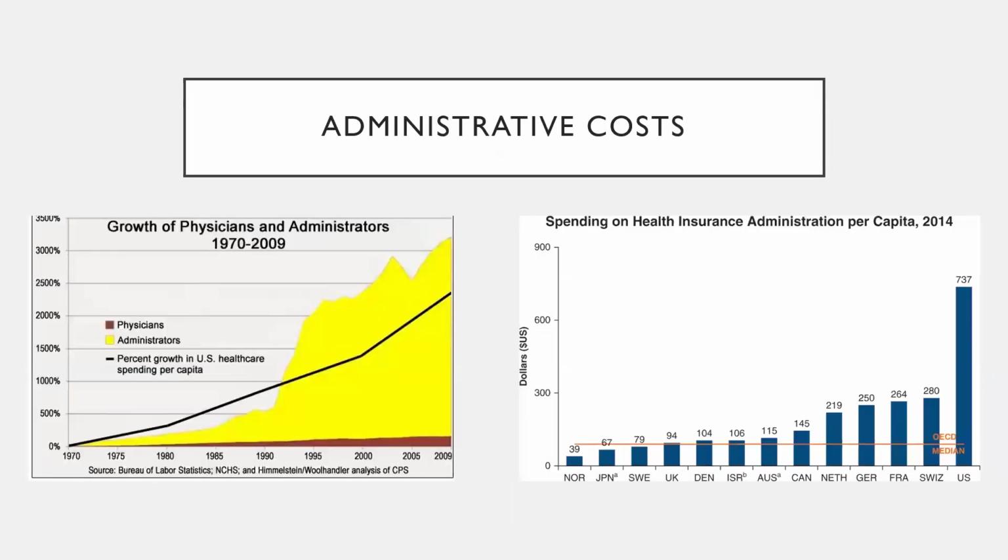Some people may have seen this graph on the left, which is the growth of physicians versus administrators, starting after the passing of Medicare and Medicaid. And you can see the administration growing exponentially as we need more people to figure out what these diagnosis codes are and what's reimbursed. We also have some of the highest administrative costs through insurance of any developed country, as you can see on the right.